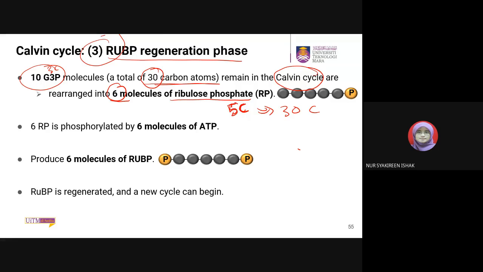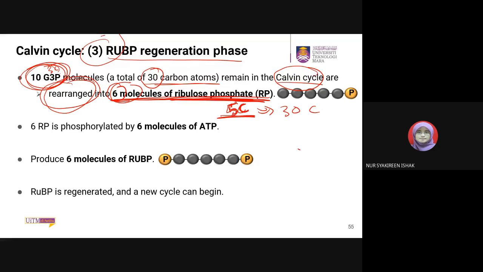So maksudnya kenapa 10 G3P kena remain? Sebab hasilkan 6 molecule of RuBP. Okay, tapi kat sini dia tak adalah nak menghasilkan RuBP lagi. Sebab apa? Kat sini bila 10 G3P remain in the cycle, dia akan undergo rearrangement first. Okay, saya terskip tadi. Rearrangement first, rearrange into 6 molecules of ribulose phosphate. Ribulose phosphate is still a 5 carbon sugar.